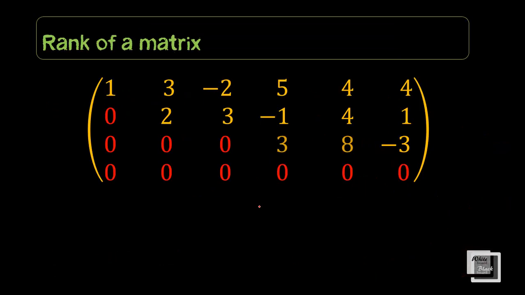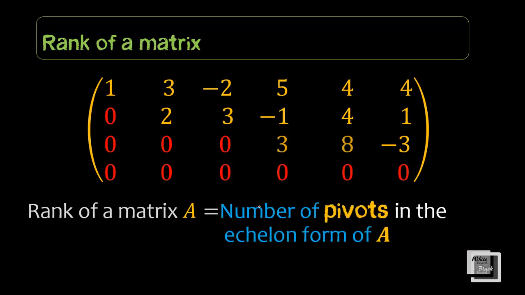In order to know whether the system of linear equations has a unique solution or infinitely many solutions, we will learn a definition about the rank of a matrix. The rank of a matrix is defined as the number of pivots in the echelon form of A, or you can say the number of non-zero rows in A.